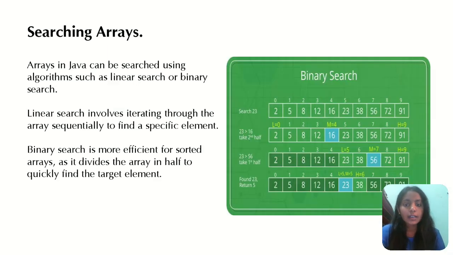Searching arrays. Arrays in Java can be searched using algorithms such as linear search or binary search. A linear search involves iterating through the array sequentially to find a specific element. Binary search is more efficient for sorted arrays as it divides the array in half to quickly find the target element.